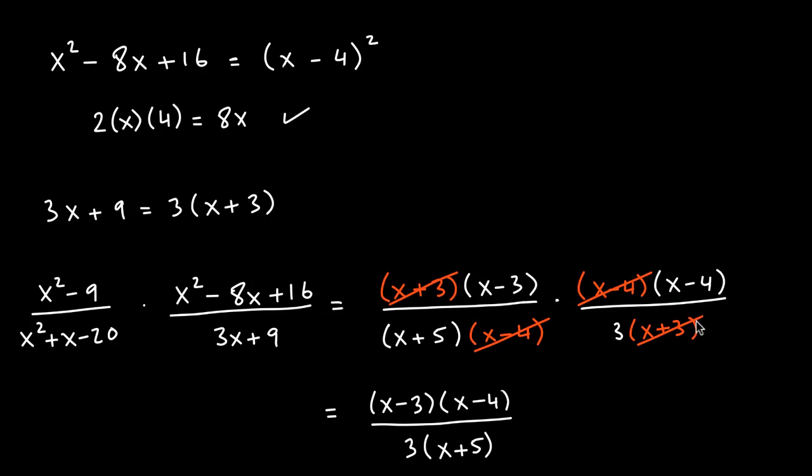What that allows me to do is cancel anything on top with anything on the bottom. So I have an x plus 3 term here, and I also have an x plus 3 term here. So I can cancel those two out. They don't have to be one on top of each other in order to cancel. The multiplication basically just turns into one big problem. I have an x minus 4 in the numerator and an x minus 4 in the denominator, so I can cancel these two out. And then everything that remains that I could not cancel out, x minus 3 comes along for the ride. X minus 4 comes along for the ride. X plus 5 comes along. And then the 3 comes along as well.